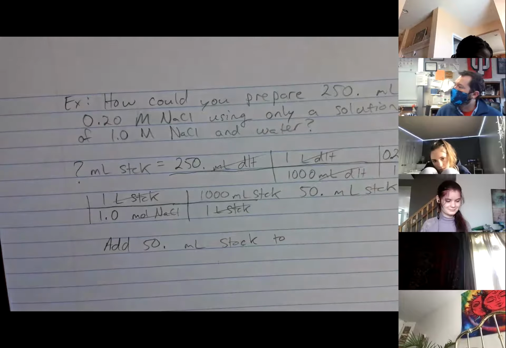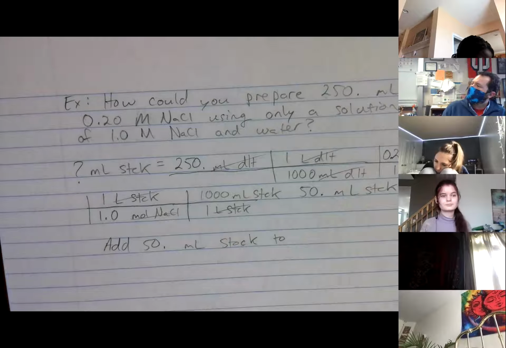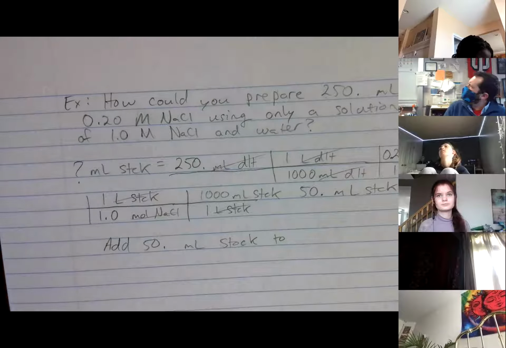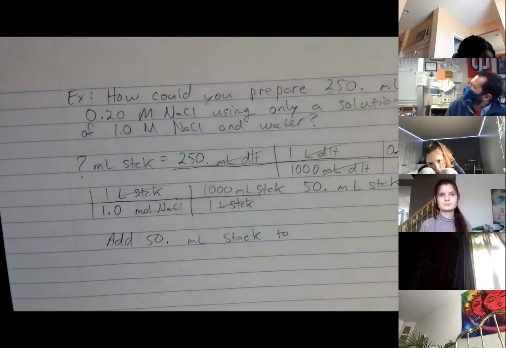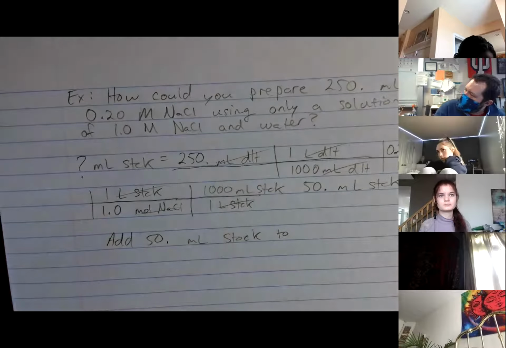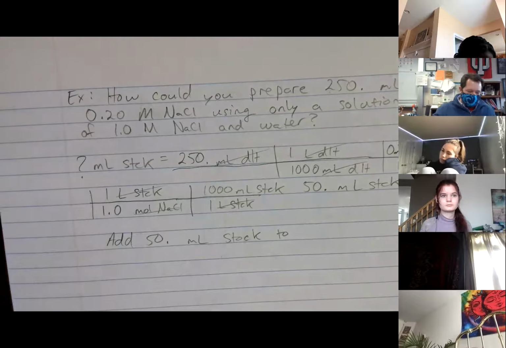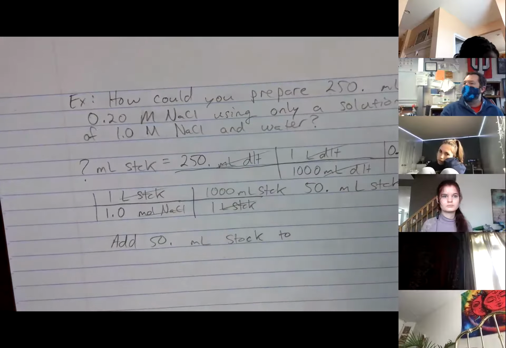How much total volume do we want? We want 250 milliliters, right? Our final volume, we want to be 250 milliliters. We have 50, so how much water are we going to add?